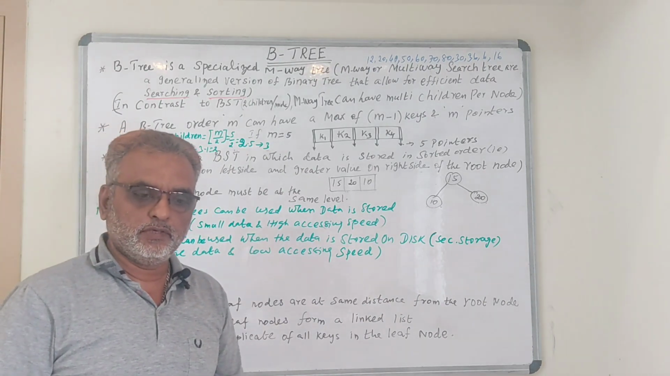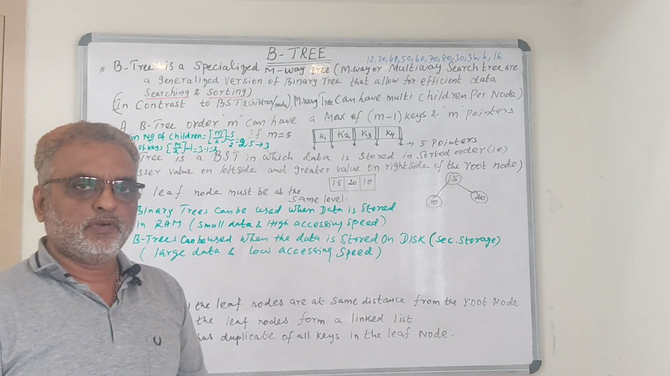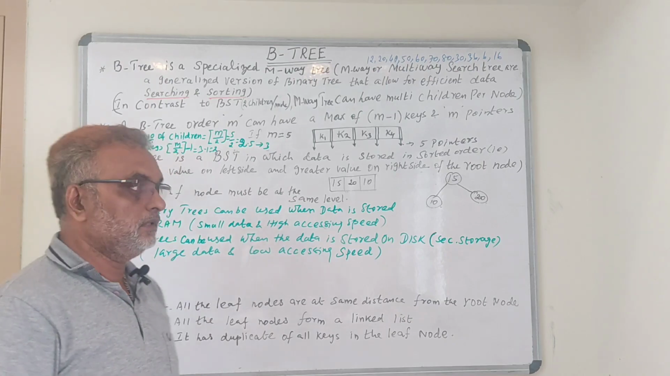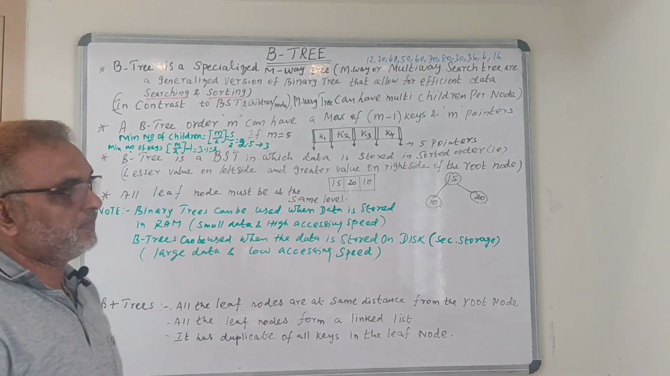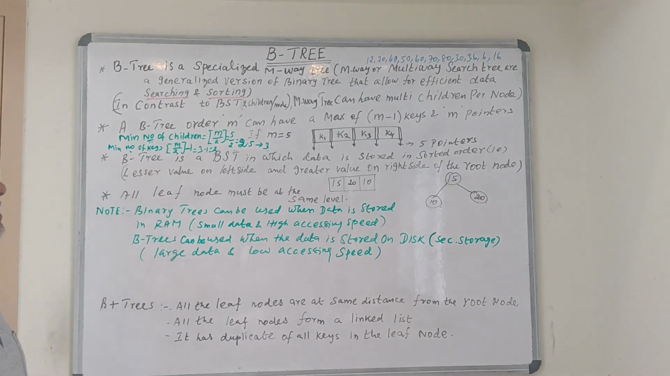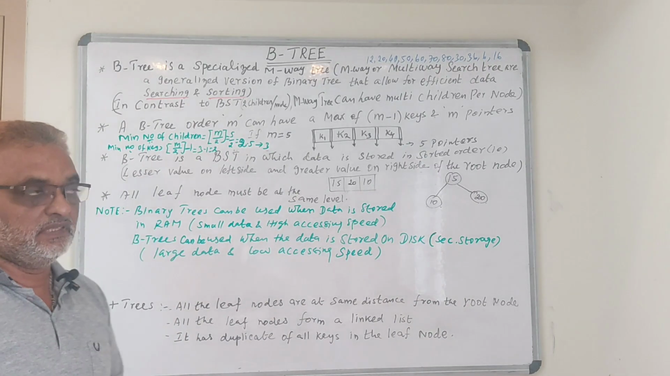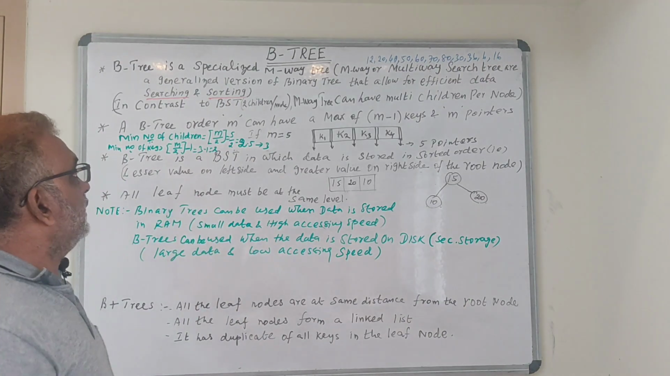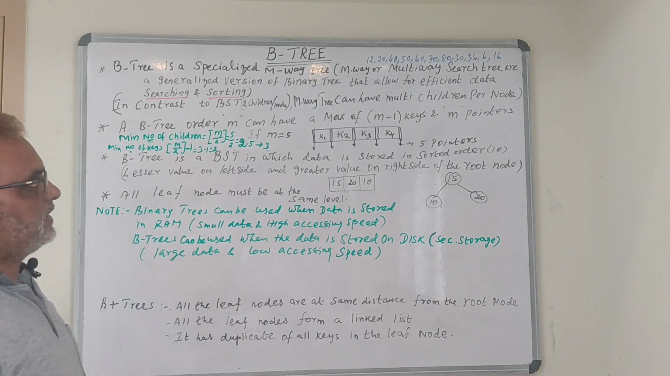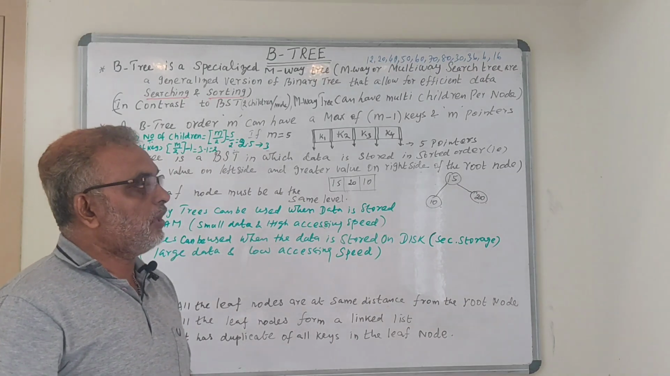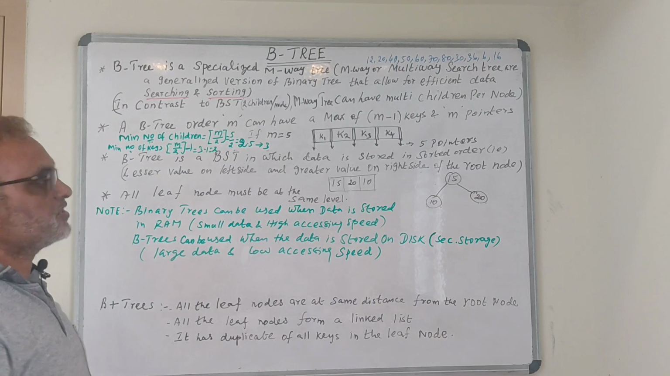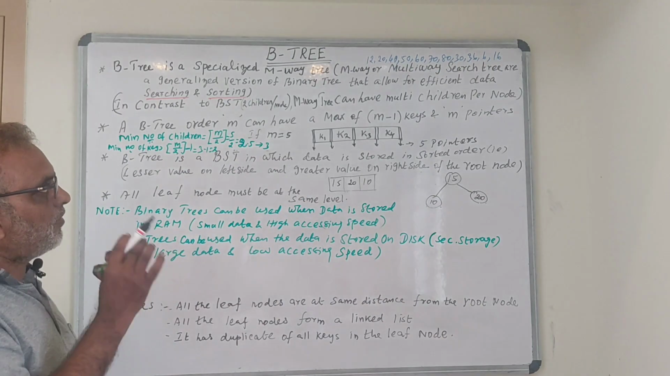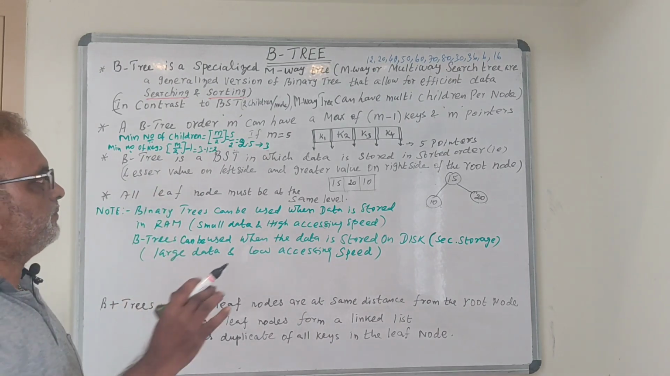Today we are going to discuss another very important and difficult topic from data structures and algorithms, that is B tree. B tree is a specialized M-way tree. M-way tree is a multi-way search tree, a generalized version of the binary tree, that allows for efficient data searching and sorting. That is the multi-way tree, so that concept is used in the B tree.